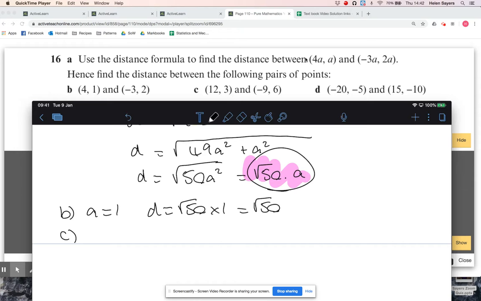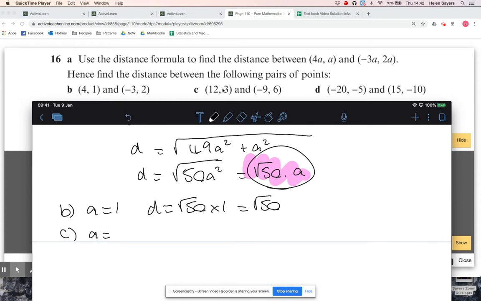This should follow the same pattern as well. This is the easier coordinate to look at. If a is 3, 4a would be 12. Yep, that works. Minus 3a would be minus 9, 2a would be 6. So that follows the same pattern where a is 3. So d is root 50 times a, so root 50 times 3, so 3 root 50. The problem with this question is if part A is wrong, everything else is going to be wrong. So I'm hoping it's not.